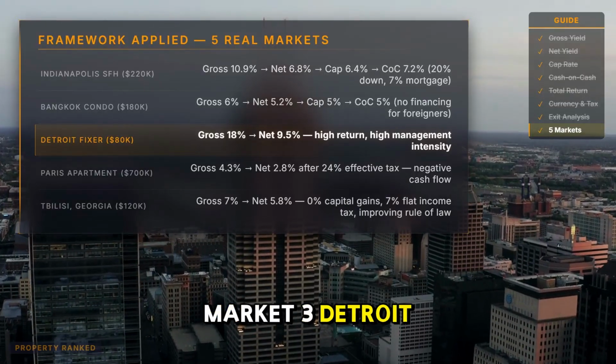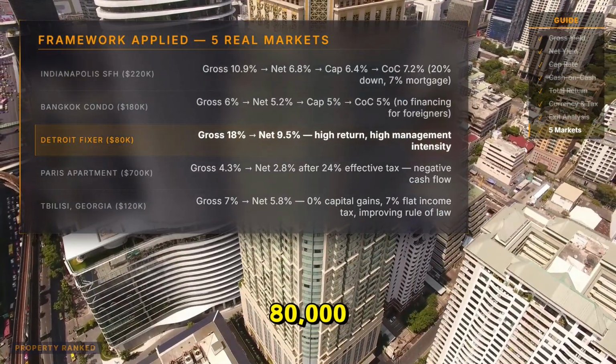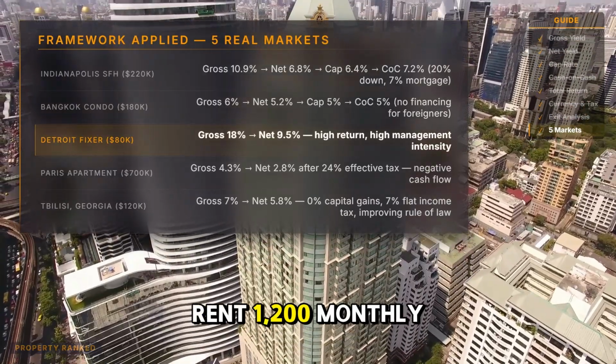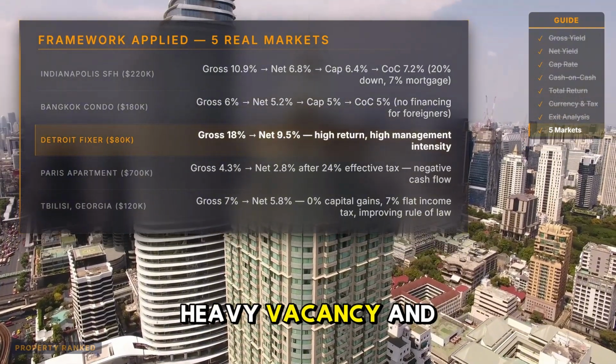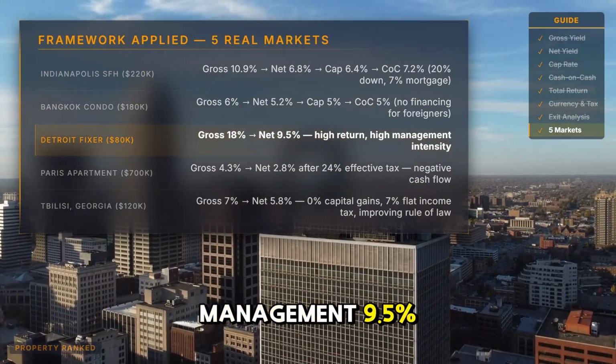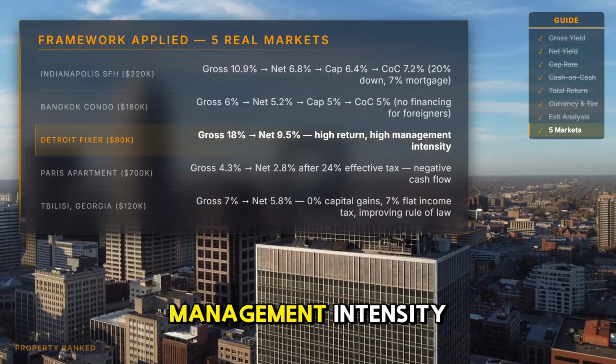Market 3, Detroit fixer. Purchase price $80,000, rent $1,200 monthly. Gross yield 18%. Net yield after heavy vacancy and management 9.5%. High return, high management intensity.